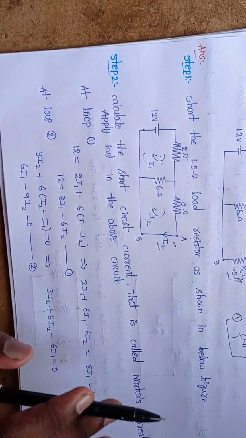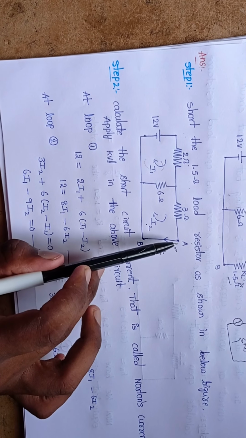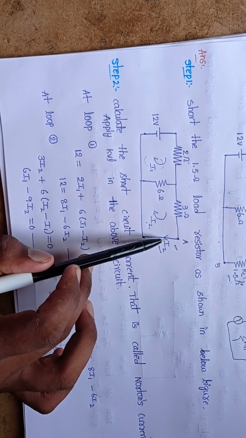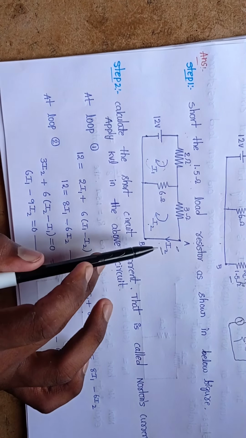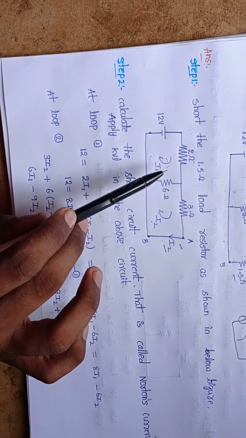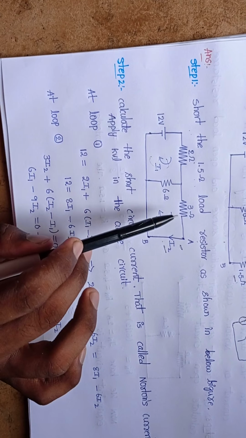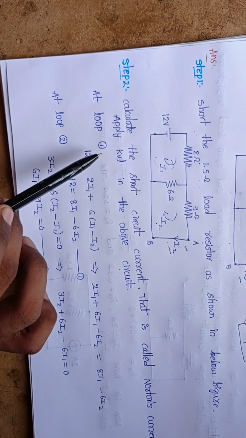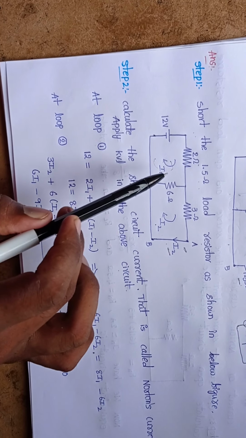Apply KVL in the above circuit. The short circuit current is the current flowing through this short circuit path, which is I2. I2 is also known as Norton's current. For calculating Norton's current, we simply apply mesh analysis to this circuit. First apply KVL for loop 1. Loop 1 means this.